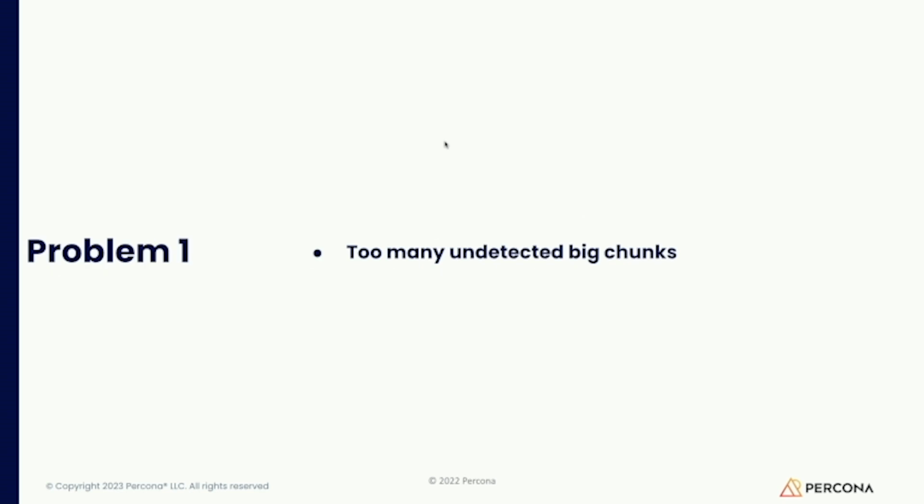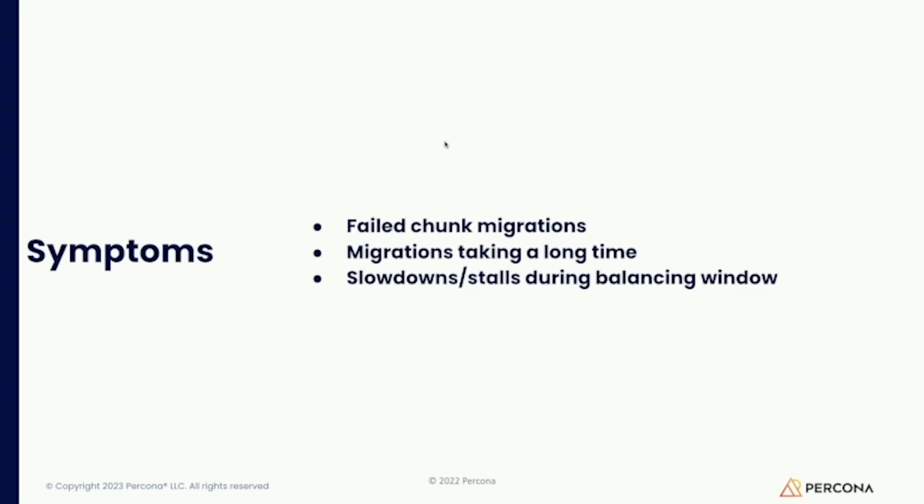Problem one, too many undetected big chunks. Some of the potential symptoms are that there are many failed migrations. If you check the logs of the balancing, you will see many messages about failed migrations. Also migrations that take a long time and could cause stalls for your operations in the cluster. So if during the balancing window you notice that your application response time is increased, it could be because of this problem.